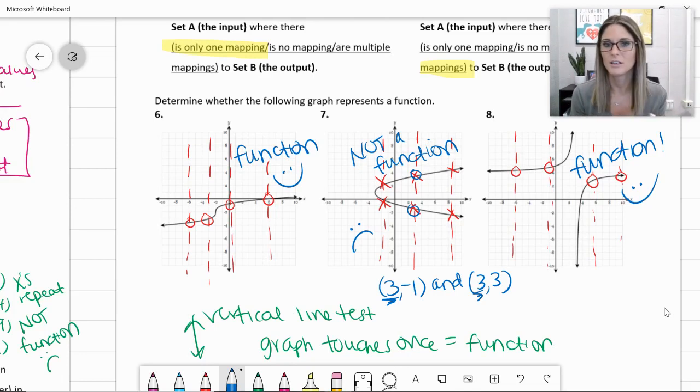I think all the other types of graphs you're going to see on Delta Math are fairly obvious. When you draw that vertical line or you drag it across, once is a function. If it hits more than once, it's not a function, because you can't have 2 x ordered pairs vertically, because that would be like we wrote on our notes, (3, -1) and (3, 3). Your x value is repeating there.